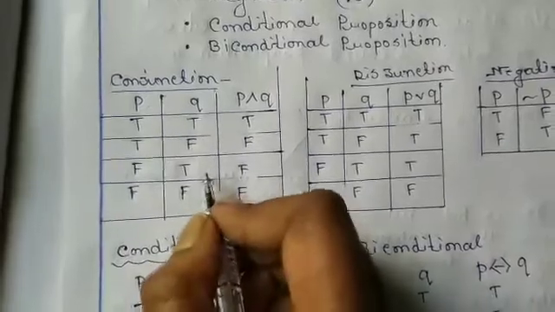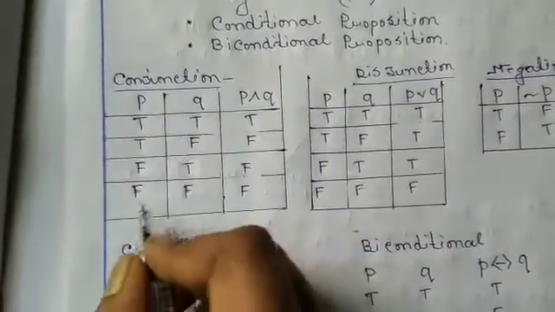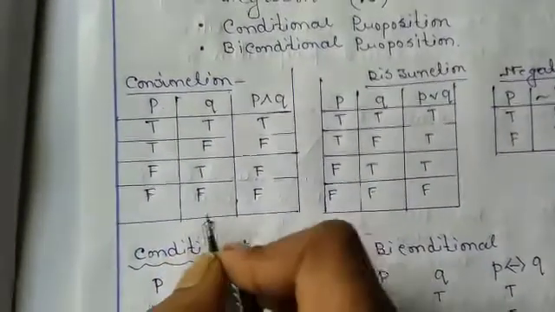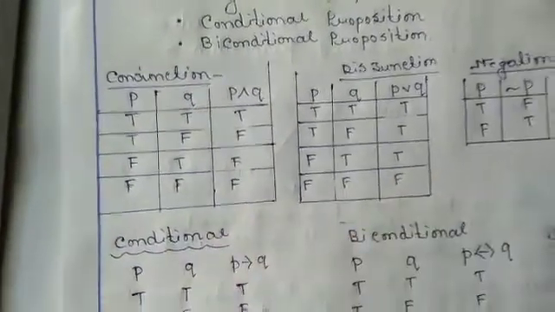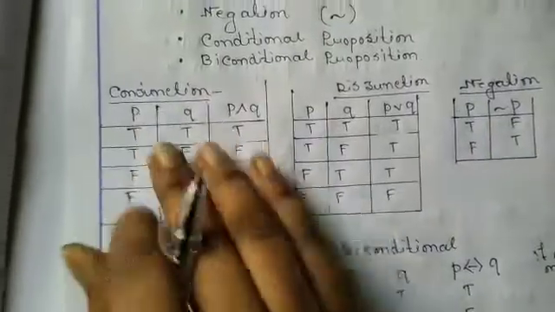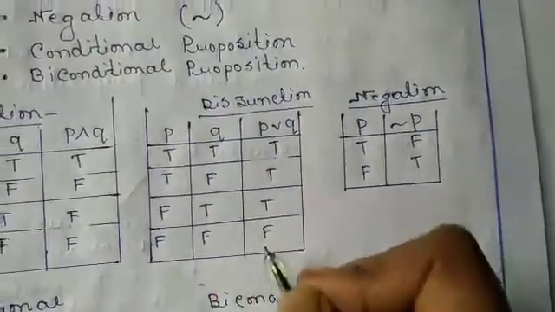Again 0 and 1, what will happen? 0. So it is F. 0 and 0, what will happen? 0 and 0 multiplication gives 0. So it is F. Conjunction is related to multiplication in normal mathematics, and disjunction is related to addition.